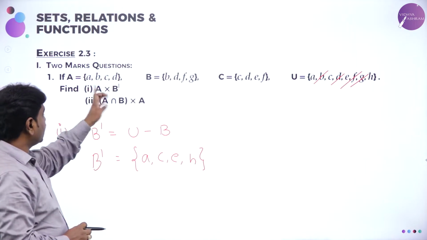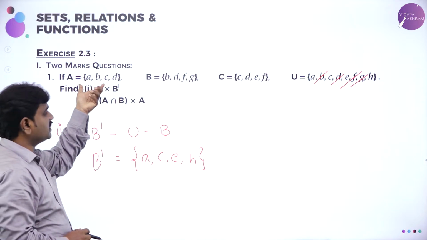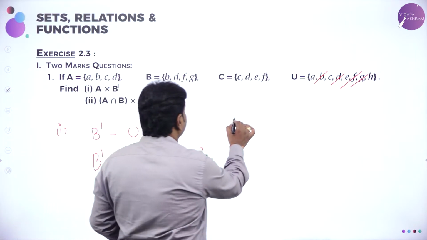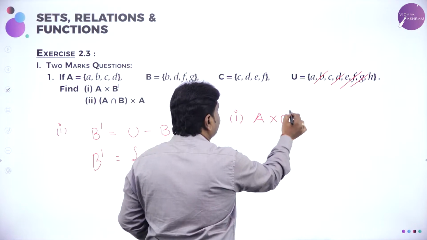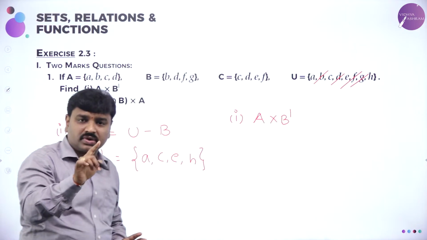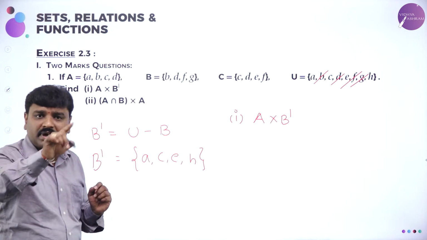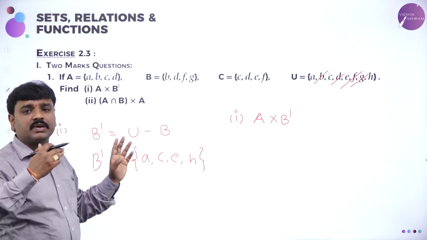They want A cross B dash. So now we have set B dash and set A is given. What is A? A, B, C, D. Now the first problem we can solve. What is the first problem? They want A cross B dash. If you want to find A cross B dash, first your task is to find B dash. What is meant by B dash? B complement. How to find B complement? U minus B. From the universal set remove B.